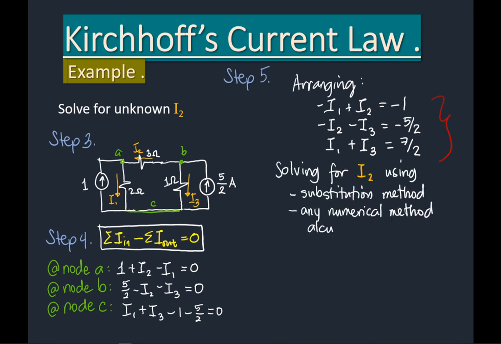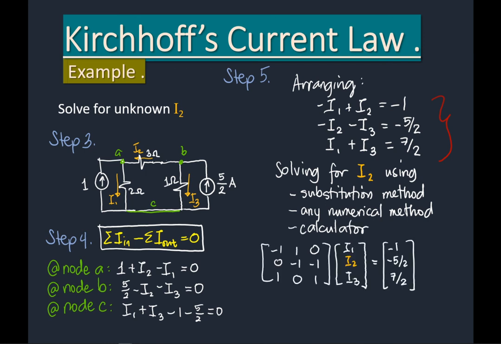Okay, we can solve it using substitution method, any numerical methods, or even calculator. Okay, so it's quite familiar this one for a matrix form, but we're only concerned with I2. Okay, so you can solve it on yourself. But the idea, we applied the 5 steps for KCL. Okay, that's it. Very good.